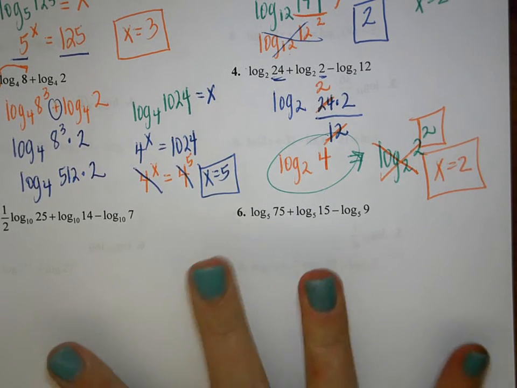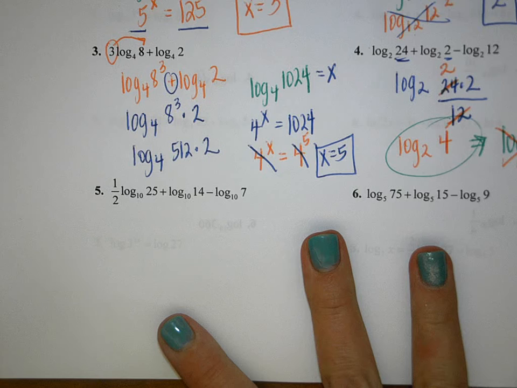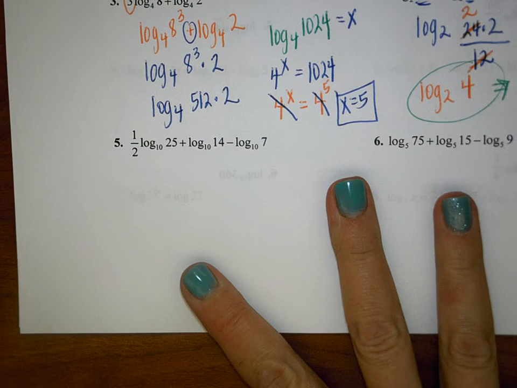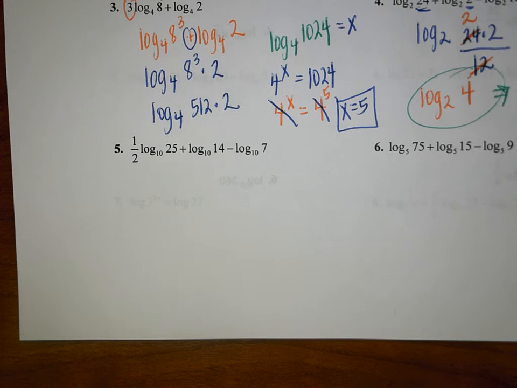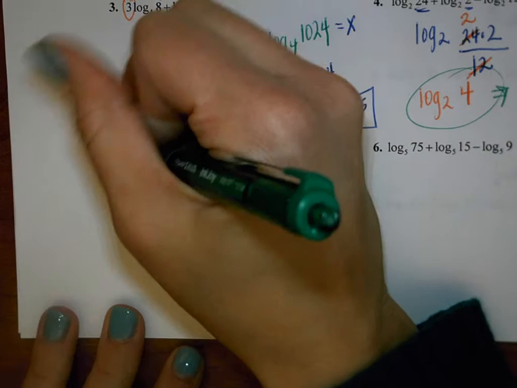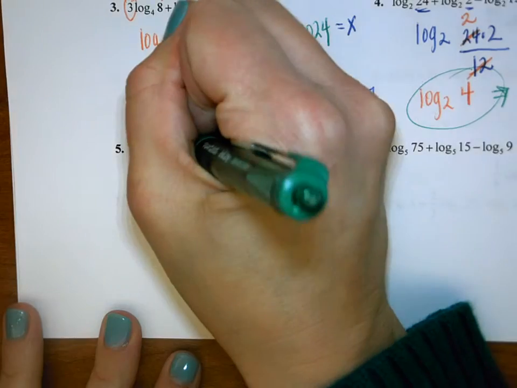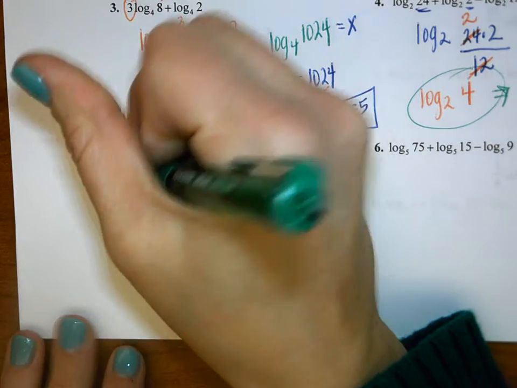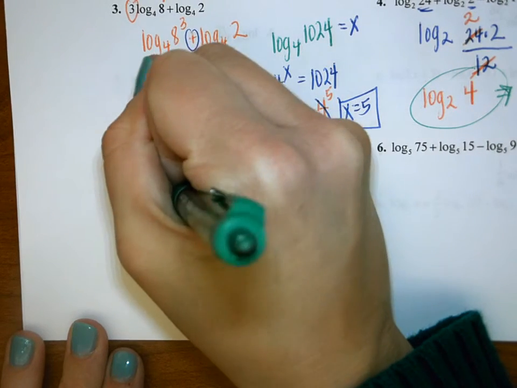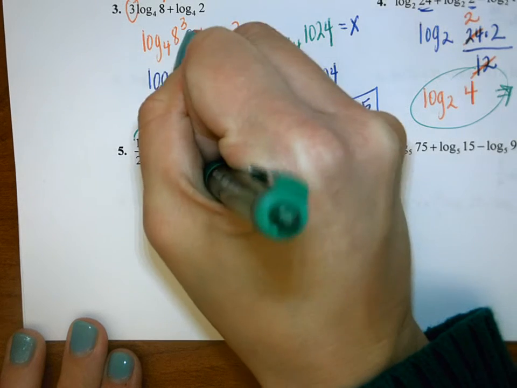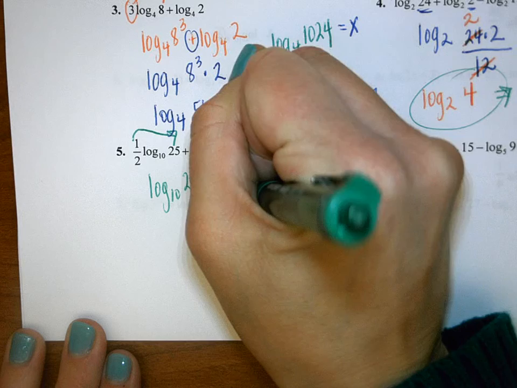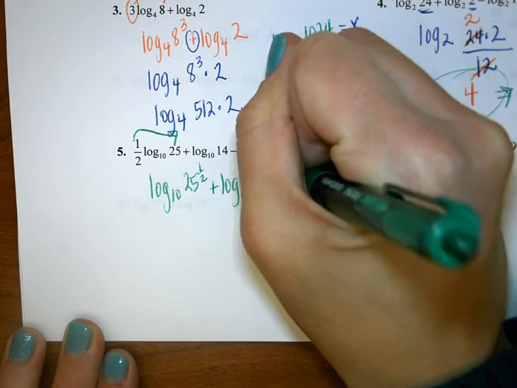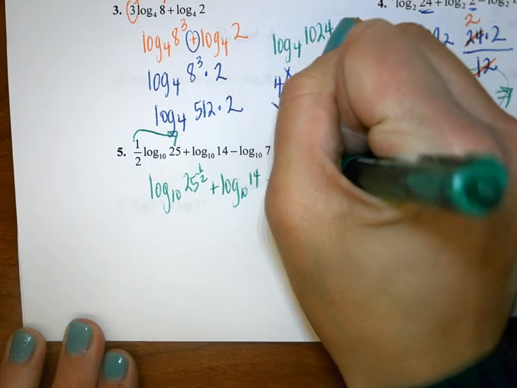Okay, example 5. What would be the first thing that I do on this problem? Okay, so hopefully you said to bring the 1/2 up with the 25. So that changes to log base 10 of 25 to the 1/2 power. And then I still have log base 10 of 14 minus log base 10 of 7.